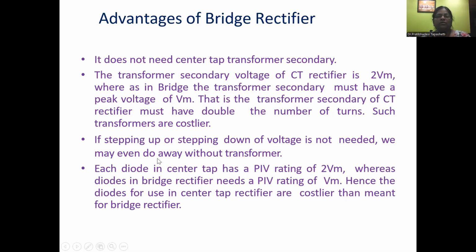We may even do away with the transformer for the rectification. That is one added point here. Each diode in the center tap rectifier has a PIV rating of 2 VM, whereas diodes in the bridge rectifier need a PIV rating of VM only. Hence, the diodes for use in the center tap rectifier are costlier than those meant for the bridge rectifier.